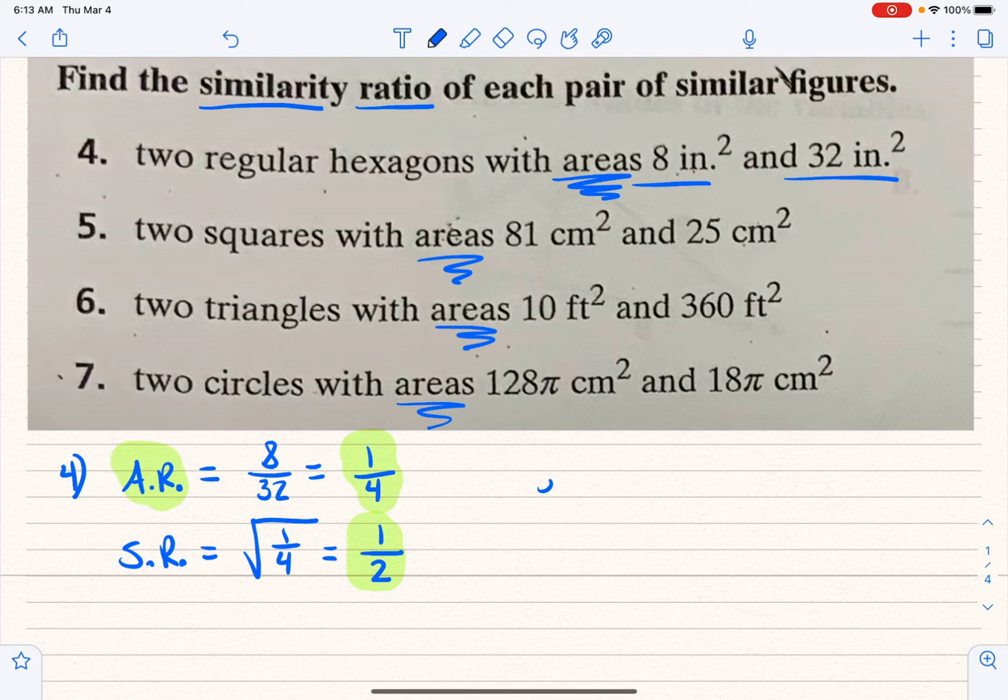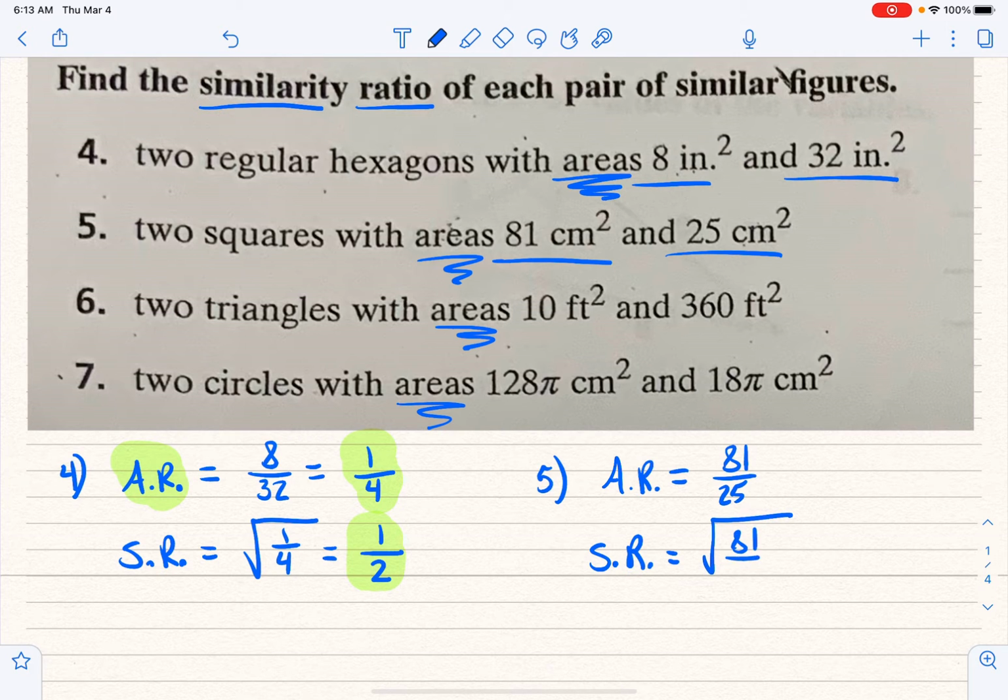All right, let's try number 5. Number 5, the area ratio, from the information given, I get 81 and 25. So I say 81 over 25. That is the area ratio. The similarity ratio is going to be the square root of those two values, 81 over 25. Now that one didn't reduce. The other one, in number 4, it reduced, but this one does not. Square root of 81 is 9. The square root of 25 is 5. So the similarity ratio is 9/5.